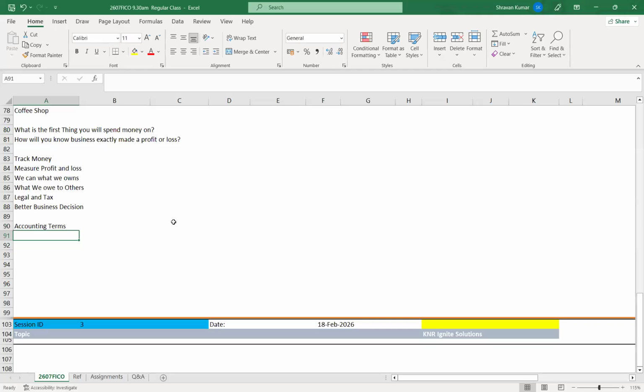So now we just understood why accounting is important. Now let's learn the five basic accounting terms that every business uses. I wanted to start with an example. Imagine that we are already running a coffee shop and we have started this coffee shop with an investment of 10 lakh rupees from our personal savings. So now I have a question for everyone. What do you think your business has right now?